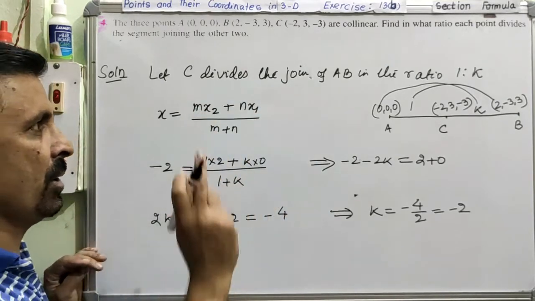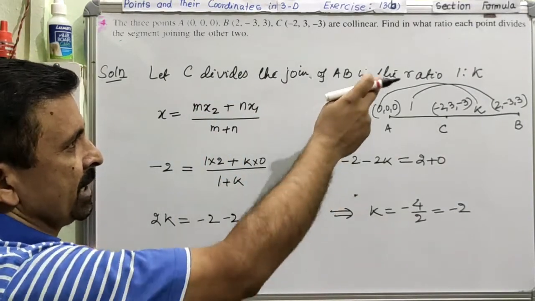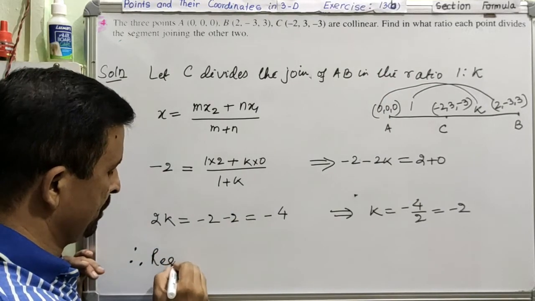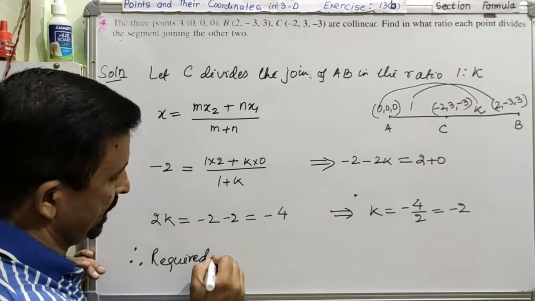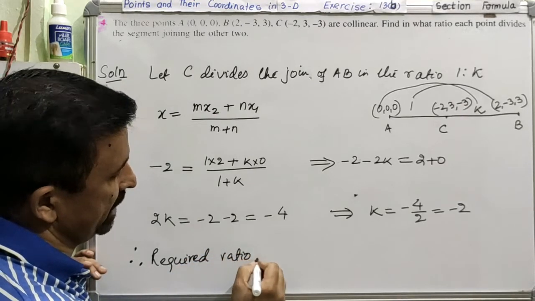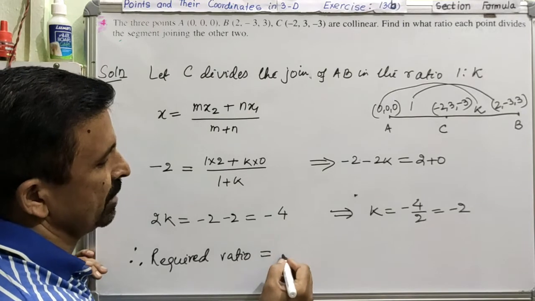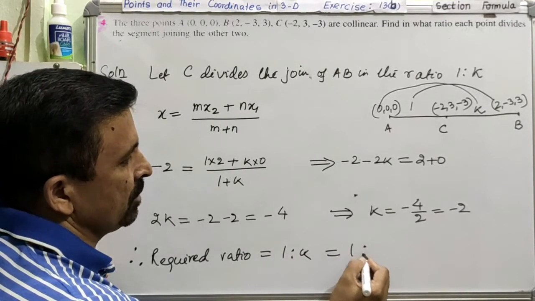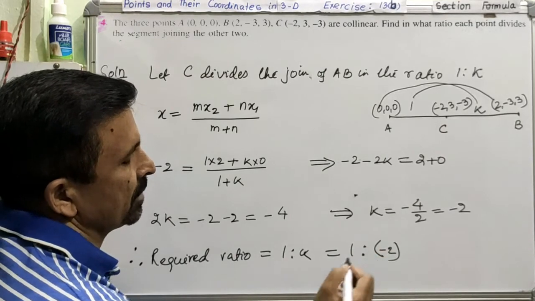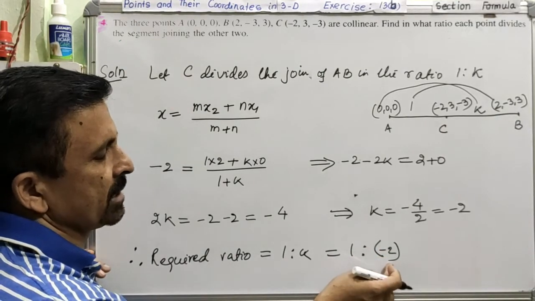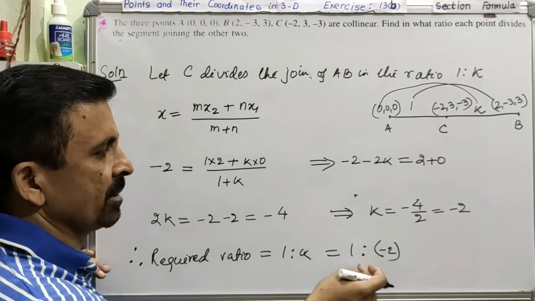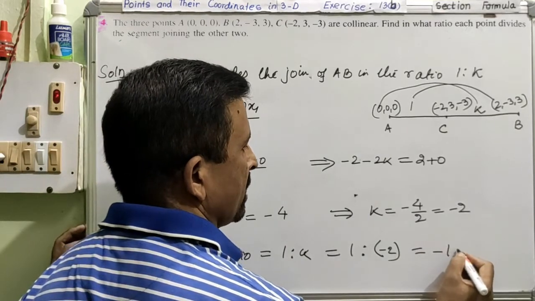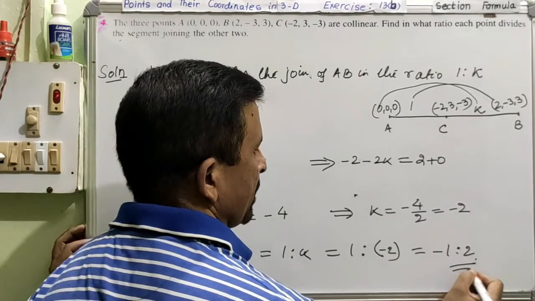Clear? Now we are going to find the ratio by putting it in 1:k. Therefore, the required ratio will be what? 1:k, and therefore 1:2. Clear? In the ratio, whether this is negative or this is negative, as a whole the ratio becomes negative, so we can write the negative sign in front. So this is -1:2. So this becomes your ratio.